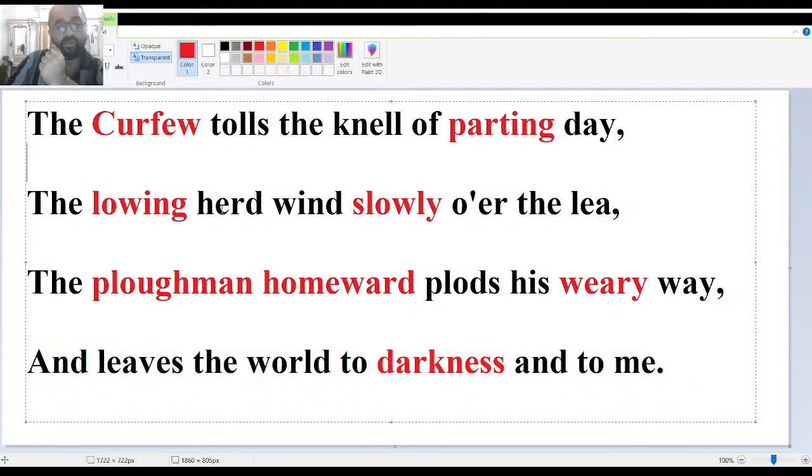So our first step involves identification of multisyllabic words. We have done that. We have isolated words containing more than one syllable: curfew, parting, lowing, slowly, plowman, homeward, weary, darkness. All of these words contain two syllables. Okay, the next step involves isolating or identifying nouns, verbs, adjectives, adverbs.